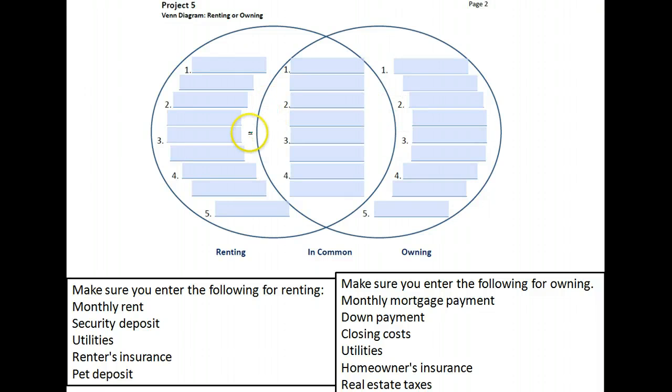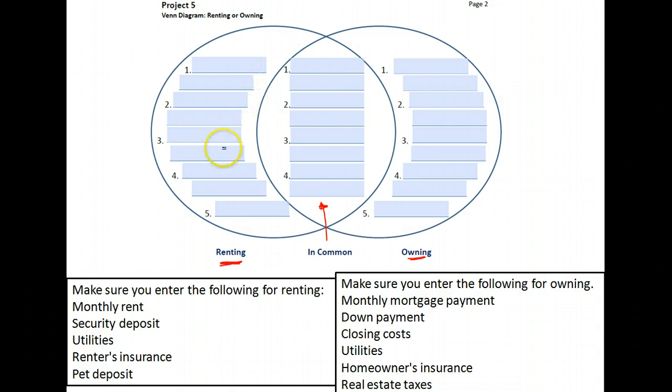Okay, on this portion of the project, what they're asking you to do is to fill in a Venn diagram. So remember, on a Venn diagram we have circles. The circle on the left includes expenses you have when you're renting. The circle on the right are expenses you have when you're owning a home. And notice the section in the middle are expenses that those two things have in common.